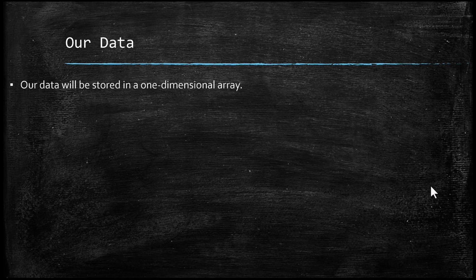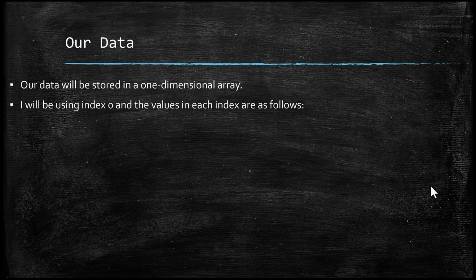So here's our data. Now it's going to be stored in a one-dimensional array, and I'm going to be using index 0. So that's where my first value, or my root node, is going to start. And here are going to be the values. So in index 0, I'm going to have 25. When I build my tree, I put that in the root node position. So there's my root node. Everything's going to be compared to 25 at first.